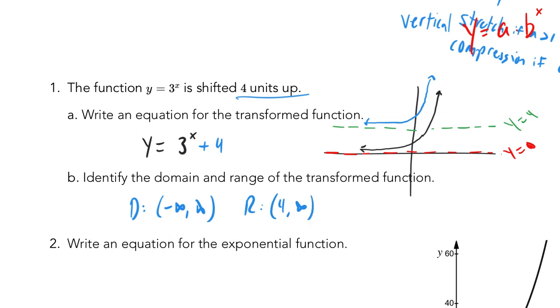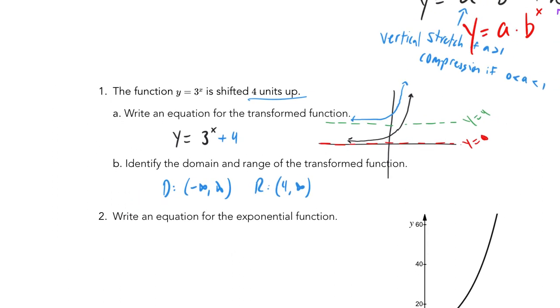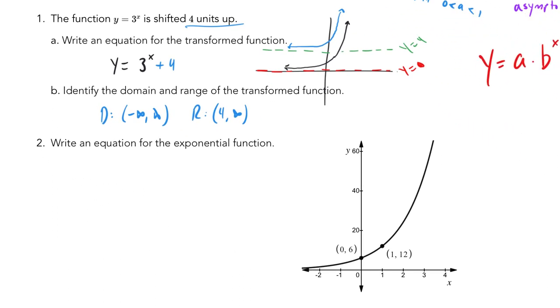So the only thing that changed here is that from the original function, this would have been a 0. Now it's a 4. Okay, so that's that.